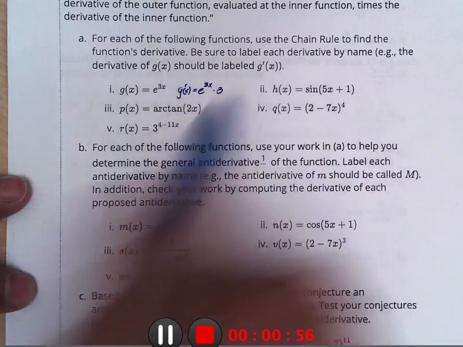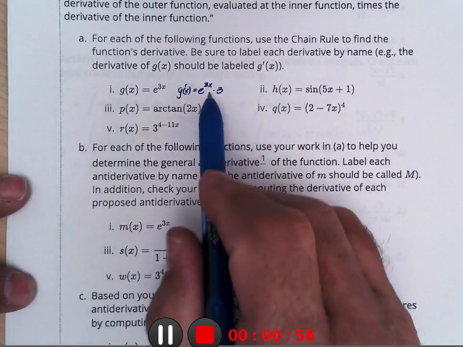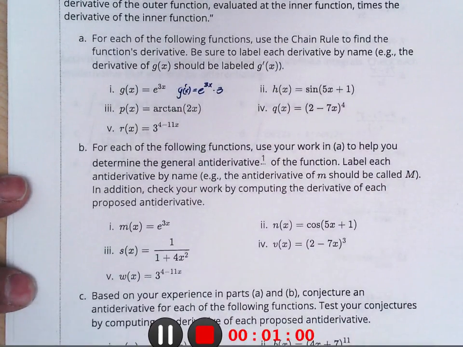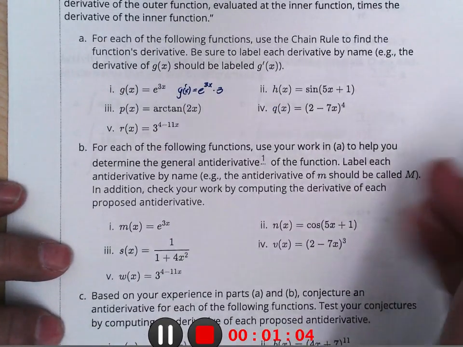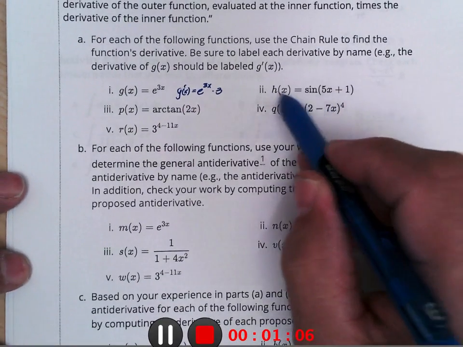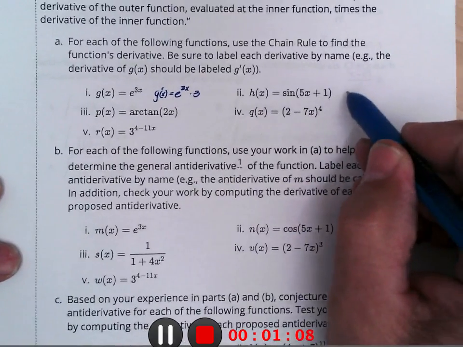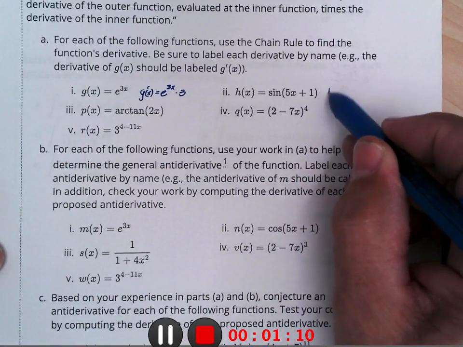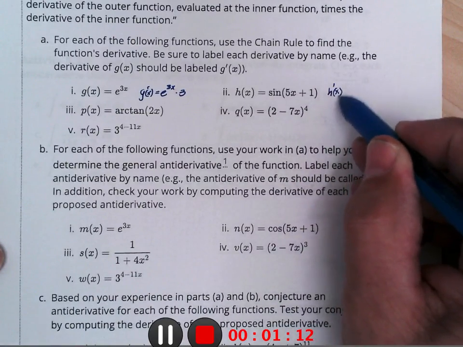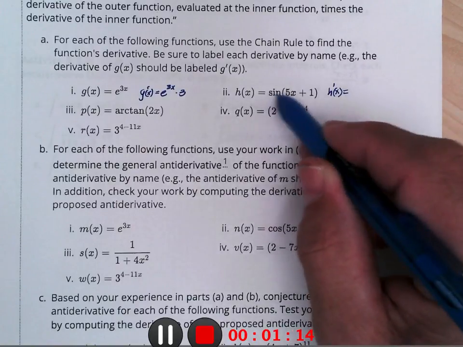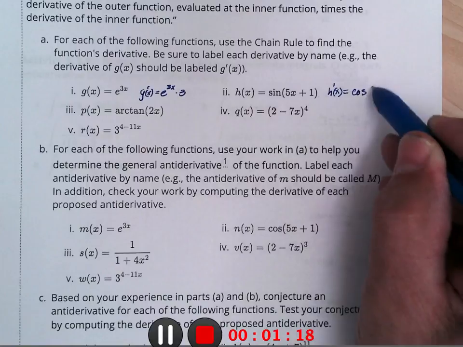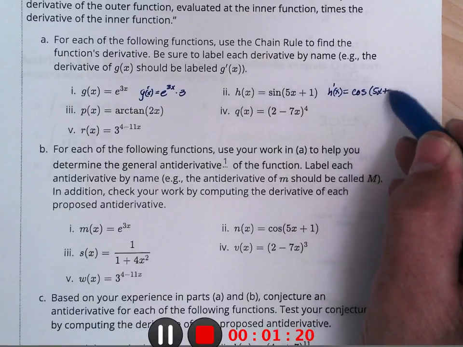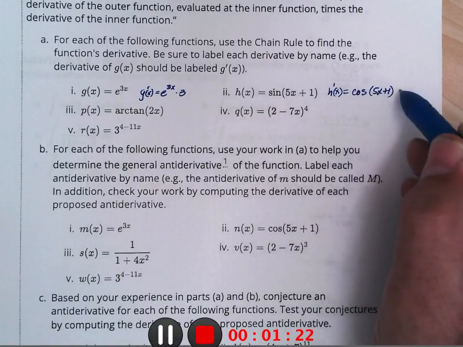Now this derivative of the inside is what you want to kind of focus on here for what we're talking about here. Okay, so if that's h, h prime of x is going to be, see, the derivative of sine of something is cosine of something, times the derivative of the inside, which is times 5. So focus on that.